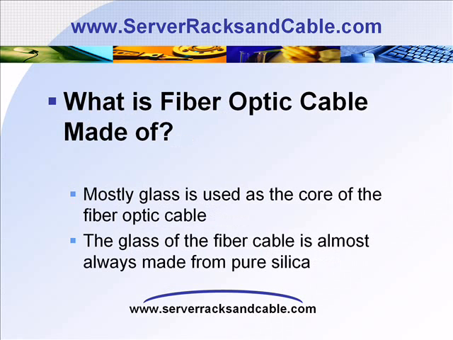The core of the fiber optic cable system is made of very pure and clear material with easy reflection of light. Mostly glass is used as the core of the fiber optic cable. However, plastic may also be used as a core for short distance transmission. The glass of the fiber optic cable is almost always made from pure silica along with other materials.